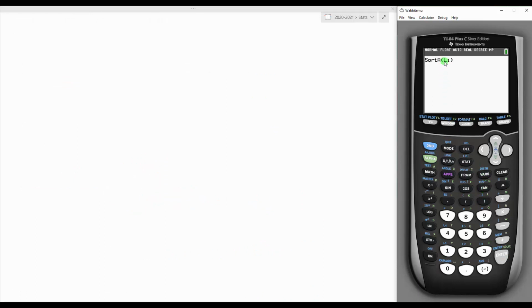And you see here it says sort A list 1, and I'll hit enter, and all it'll say here is done. But when I go back to my list, if I go stat, edit, you'll notice here in list 1, everything has been sorted from least to greatest for you. Okay. So it takes a few key pushes, a couple of seconds to sort the data using your calculator.